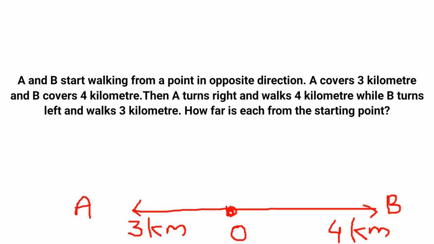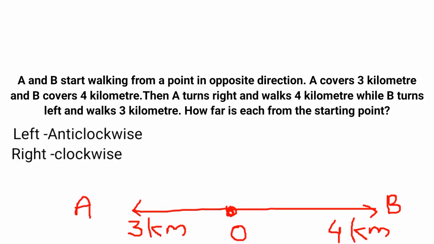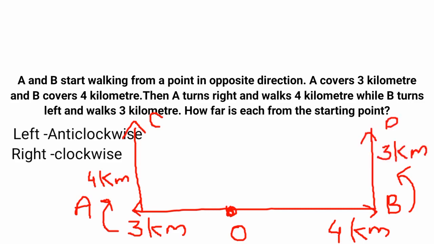Always keep in mind that left means anti-clockwise direction and right means clockwise direction. So here it is said that A turns right and walks 4 kilometers, that is, in clockwise direction A turns and walks 4 kilometers, and B turns left and walks 3 kilometers. Left means anti-clockwise direction. We are asked to find out how far both are from the starting point.